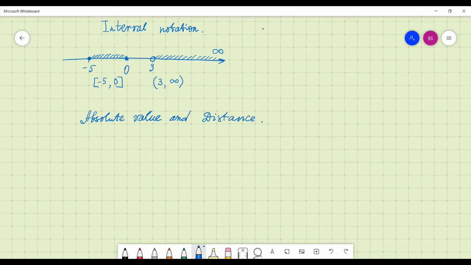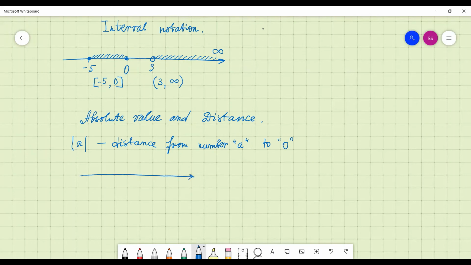Okay, absolute value and distance. Well, first, what is absolute value? Let's say absolute value is a distance from number A to the origin. Well, I'm not going to say origin because here we don't have origin. We are going to just have number 0, okay? Because in one dimension, we don't have origin, we have 0. Well, what does it mean?